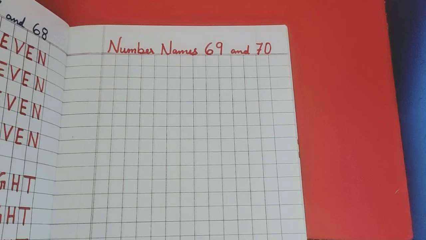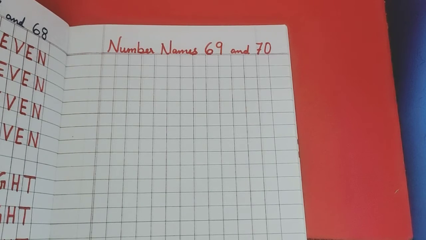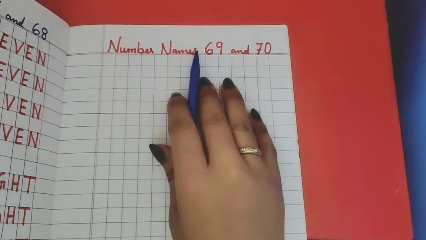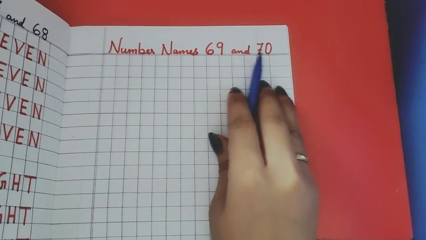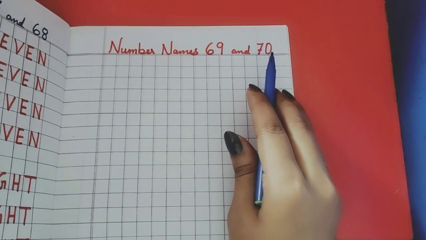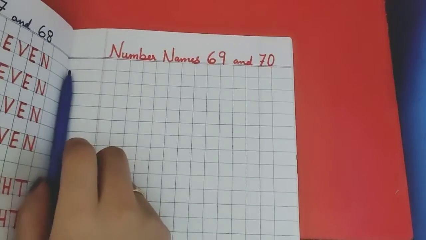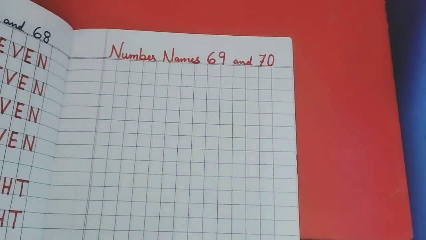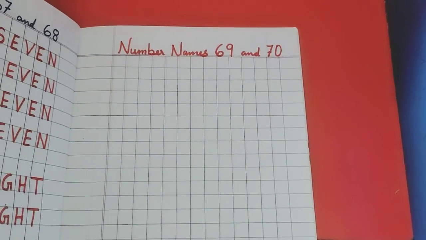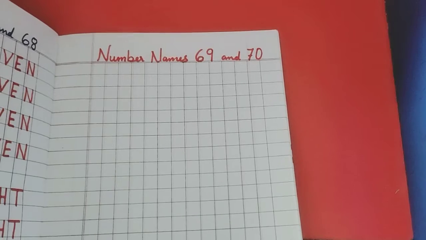Good. So in the previous video we learned the number names 67 and 68. Today we will learn the number names 69 and 70. Okay? So now take out your pencil and eraser. Come on, take out your pencil and eraser. Now you have to repeat with me, okay?